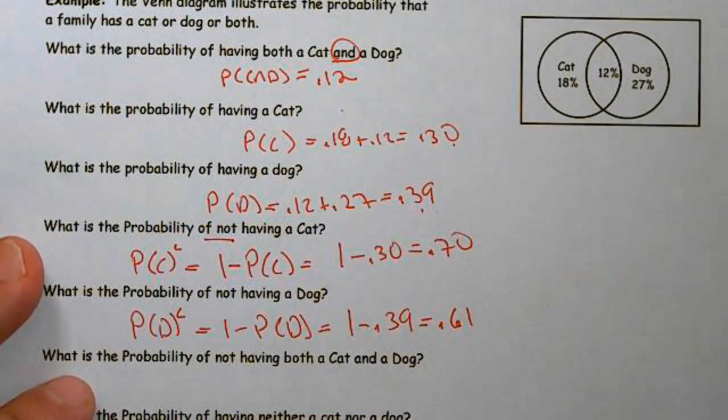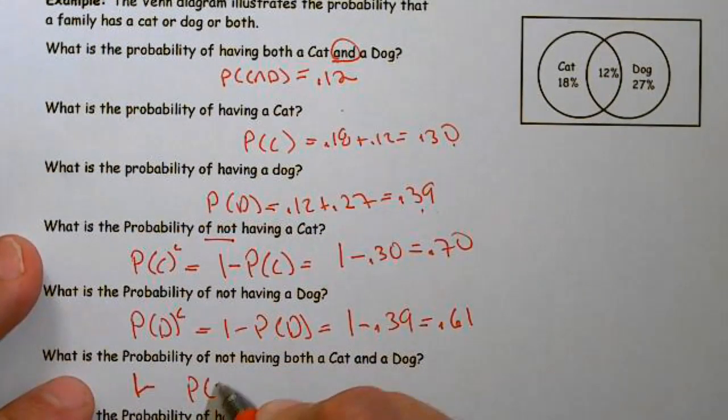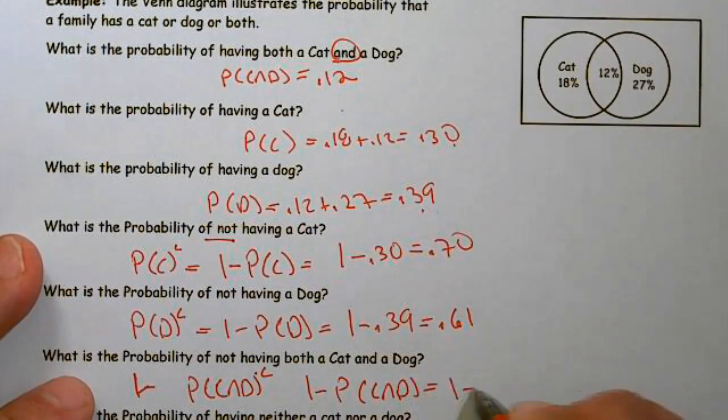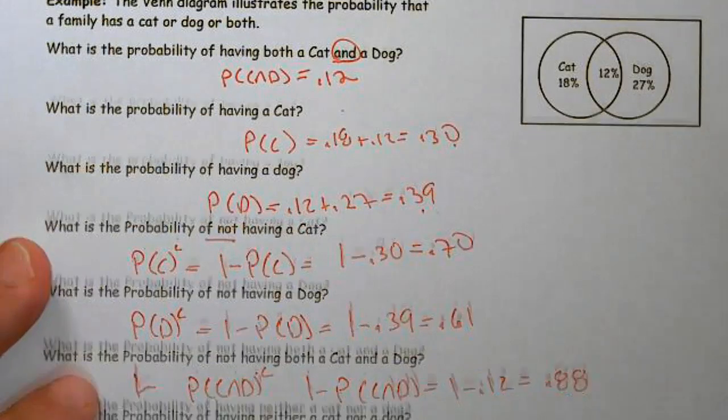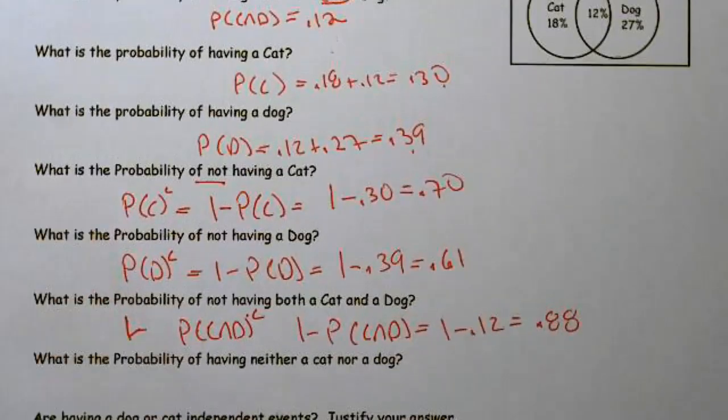What is the probability of not having both? So that's the probability of cat and dog complement. So 1 minus the probability of cat dog, which would be 1 minus 0.12. And there's an 88% chance that a randomly selected family won't have both. They may have one, they may have the other, they may have neither, but there's an 88% chance they won't have both.